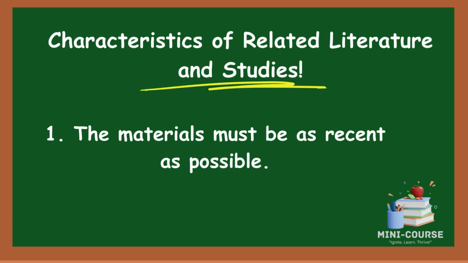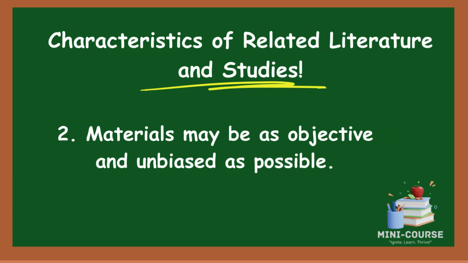Now, let's move to the characteristics of related literature and studies reviewed. 1. The materials must be as recent as possible. This is important because of the rapid social, political, scientific, and technological changes. 2. Materials must be as objective and unbiased as possible. Some materials are extremely one-sided, either politically or religiously biased.